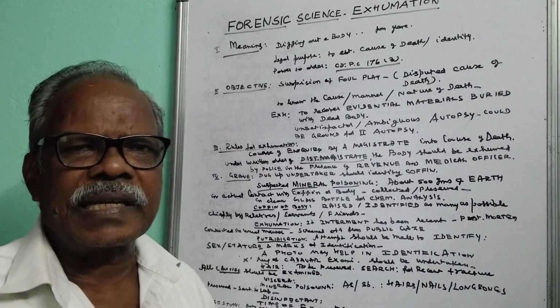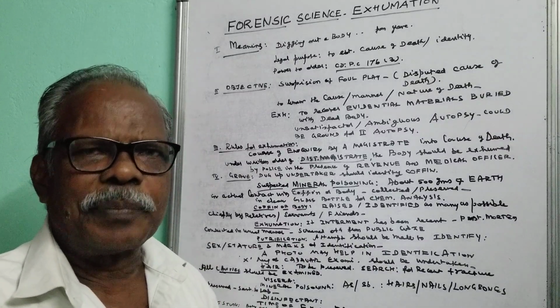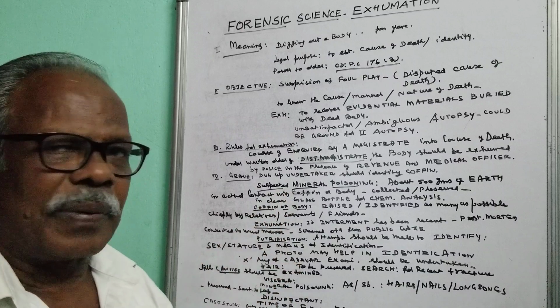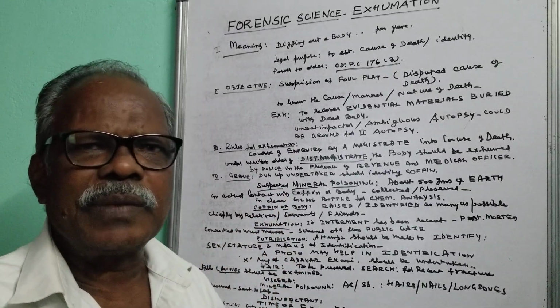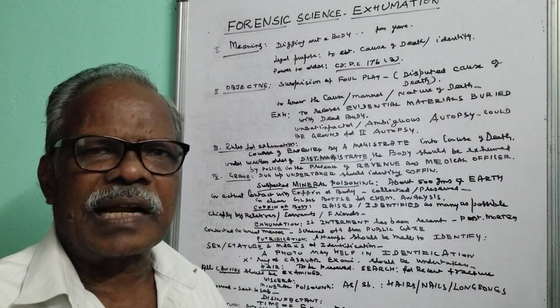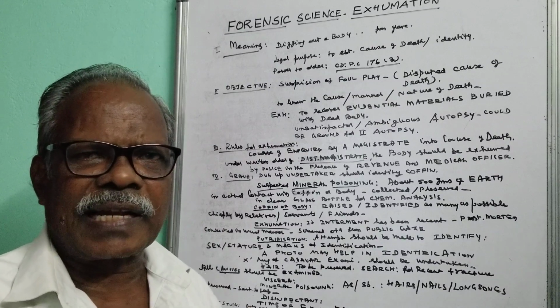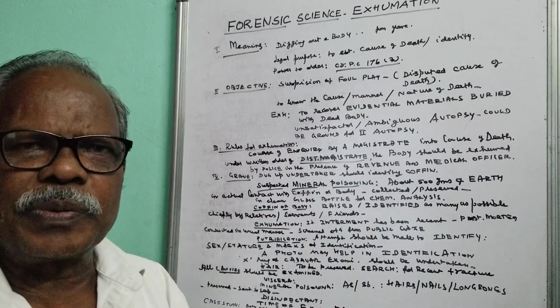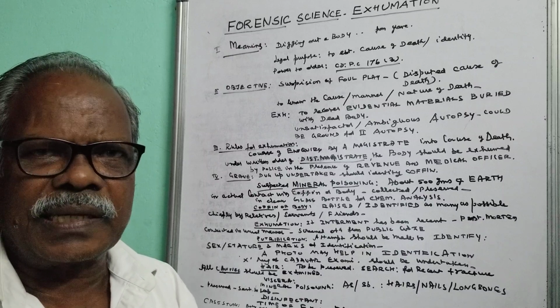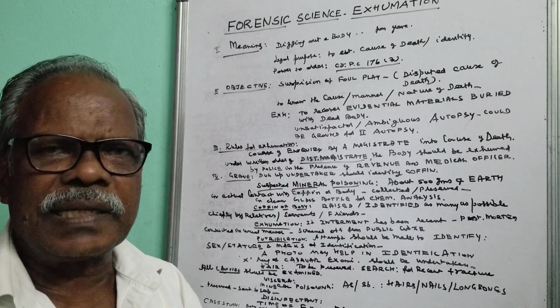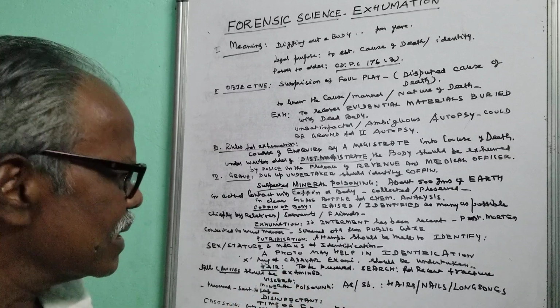So when suspected mineral poisoning is there, the earth material which is in contact with the body should be taken up. That is, 500 grams should be taken up, and it should be preserved in a clean glass bottle. It should be sealed and sent for chemical analysis.